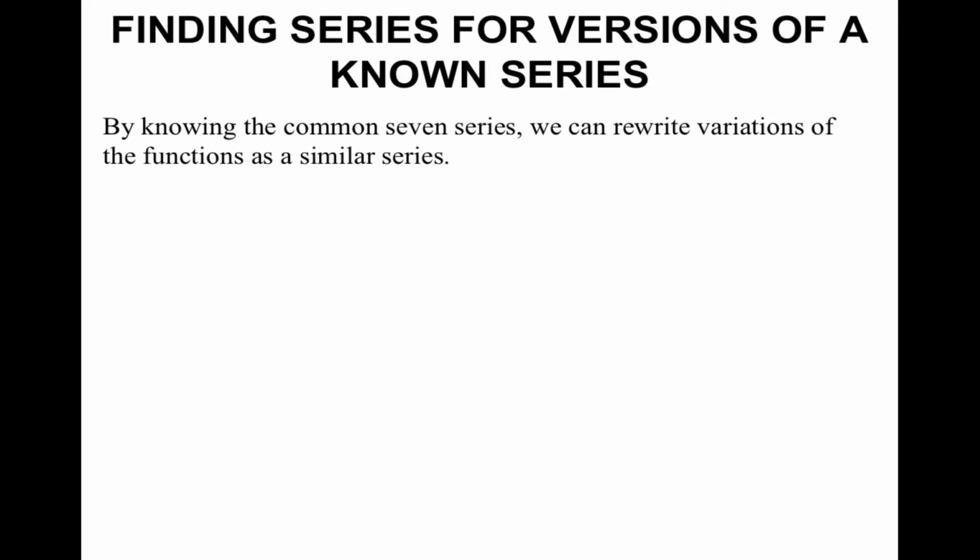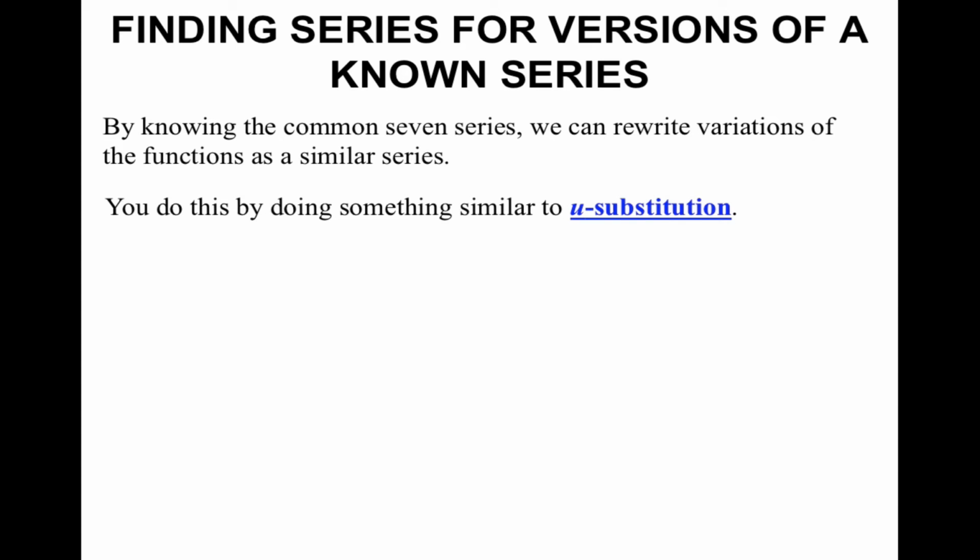So we are also going to be finding series for versions of known series. So by knowing the common 7 series, the ones that I just listed, we can rewrite variations of the functions as a similar series. And to do this, you're going to do something similar to U substitution. So that means if I was to have f of whatever, then wherever there's the x in my Taylor series, I'm going to replace that with the u, or the inner function.